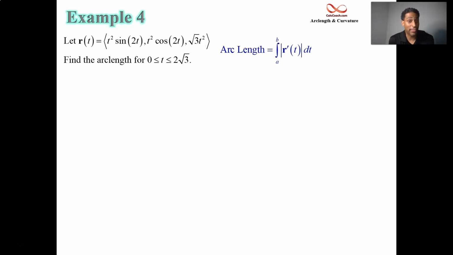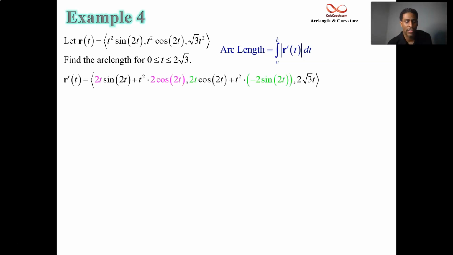Let's look at this velocity vector. It's quite a bit of work because each of the i and j components have a product of functions. The t squared times the sine 2t, the t squared times the cosine 2t. So each of those will require the product rule. There'll be two different terms there from the product rule. Remember now, you take the derivative of the first times the second plus the first times the derivative of the second. I have it in pink here when I took the derivative, and then in green when I took the derivative of the second part.